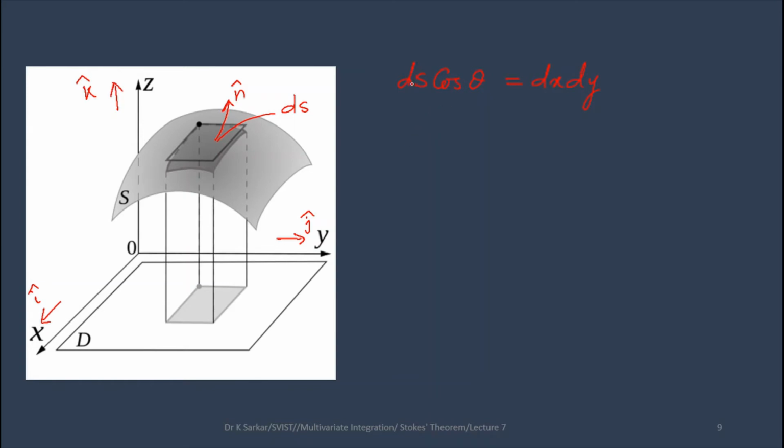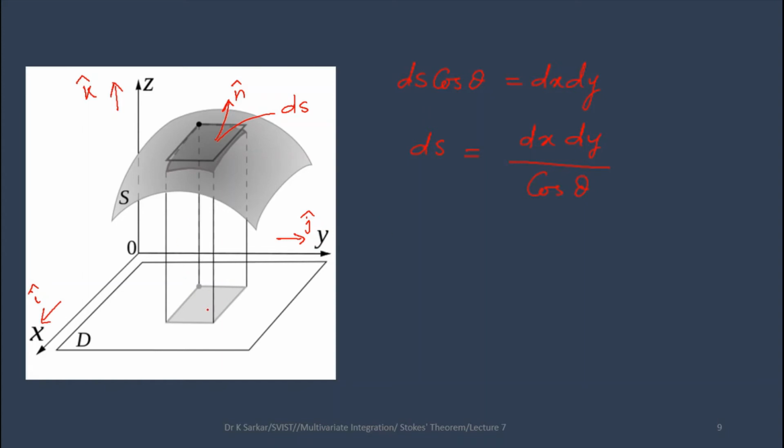Projection of ds in the xy plane is ds cos theta, which is equal to dx dy. Now ds equals dx dy by cos theta. So how much is cos theta? Let us find.